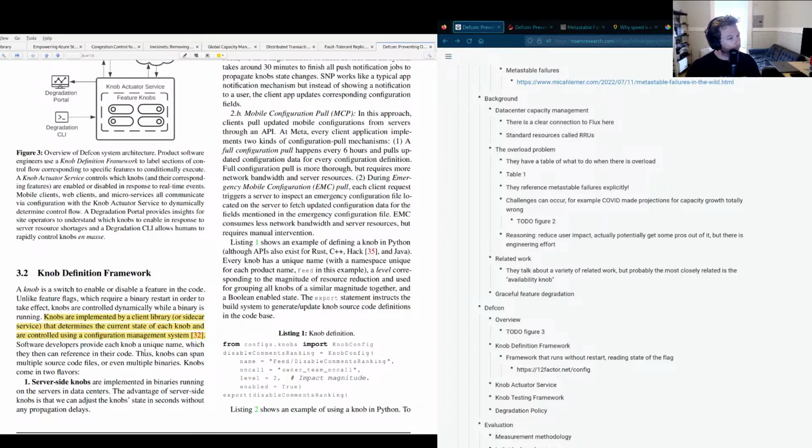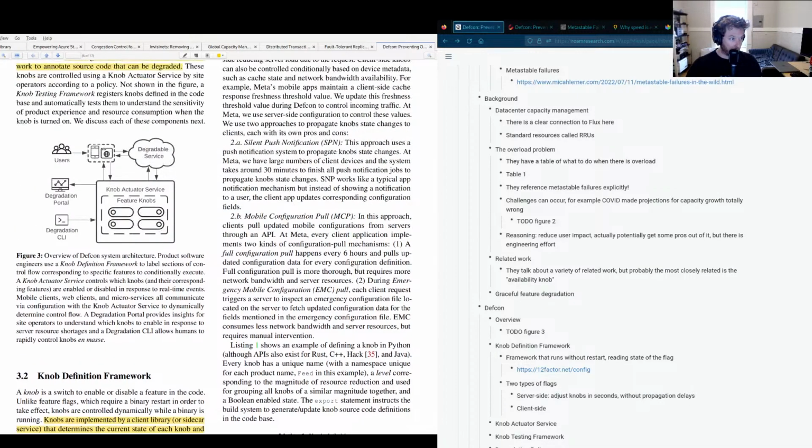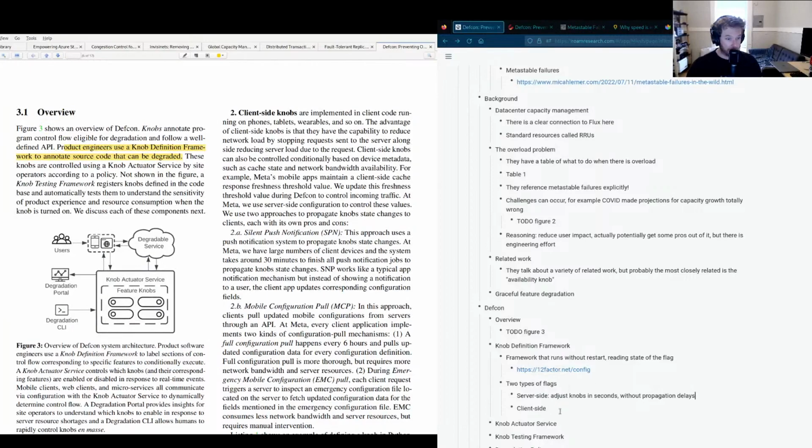Okay. So they have two types of knobs, server side and client side. Adjust knobs in seconds without propagation delays. And then you have the client side knobs. So this is actually implemented on device. Yeah, okay.